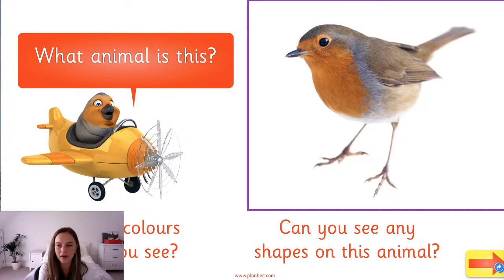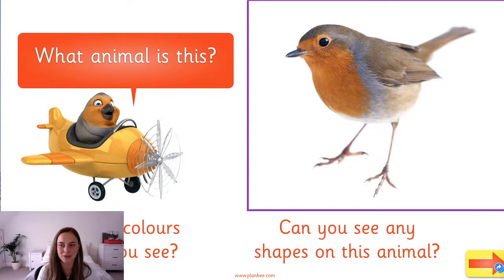Okay, so what is this animal? Well, we know it's a bird. What colours can you see? And are there any shapes in this animal that you can see? Is it made of any of those basic shapes? You could almost use your finger to sort of sketch out a shape on the picture on the screen and see what shapes you can see.